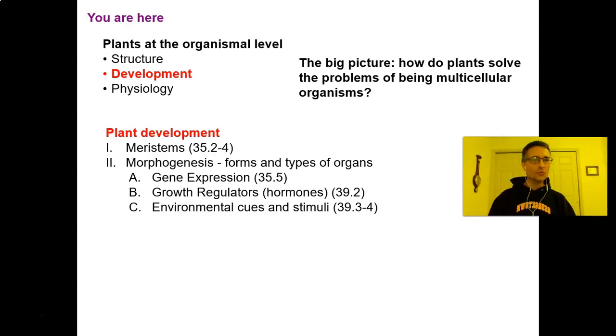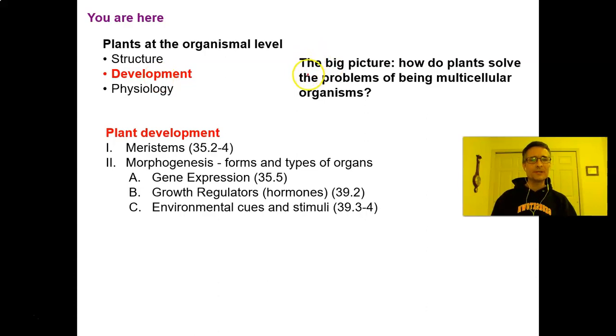All right, so where are we? In our previous lecture, we had talked about plant structure. In particular, we talked about organs, tissue systems, and the cells that make up those tissue systems. In this lecture, I'm going to start talking about plant development. In other words, how do these organs, tissues, and tissue systems change over time so that the plant can solve the problems that it faces?